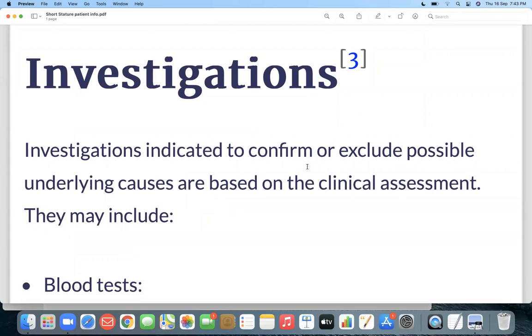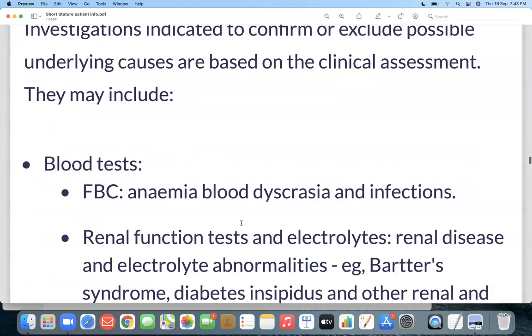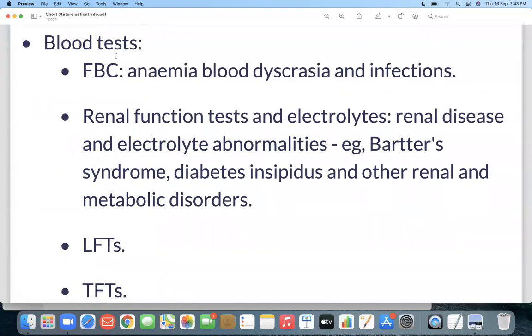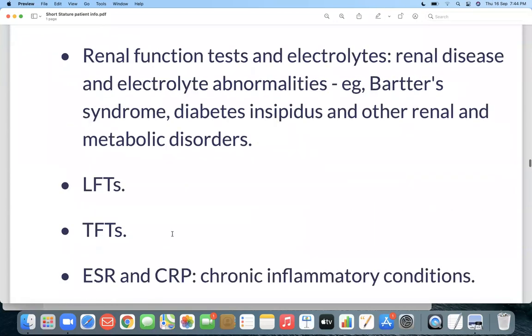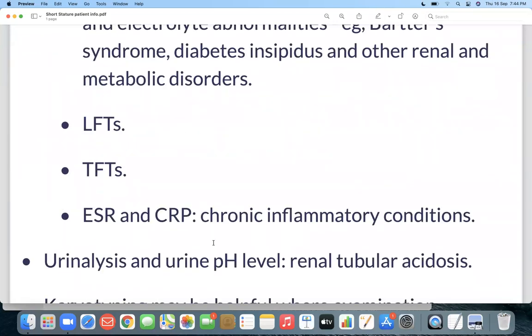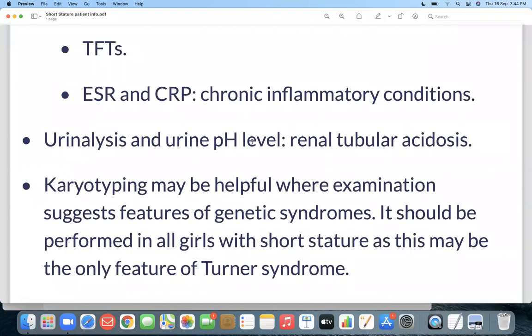Investigations indicated. The common investigations are blood tests: FBC, then renal function tests and electrolytes to rule out renal diseases and electrolyte abnormalities like Bartter's syndrome, diabetes insipidus, and other renal and metabolic disorders. Also liver function tests, thyroid function tests, ESR and CRP for chronic inflammatory conditions, and urine analysis and urine pH level for renal tubular acidosis.